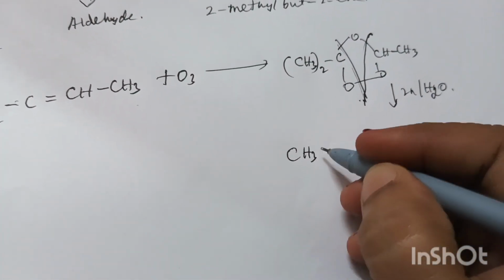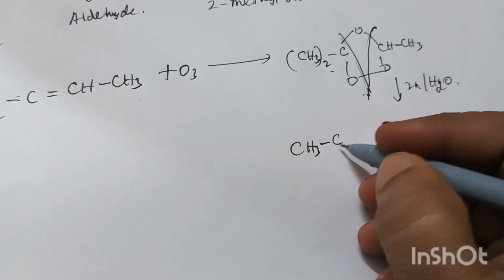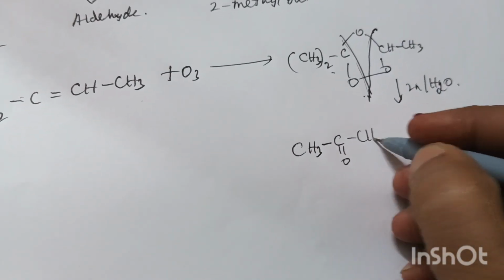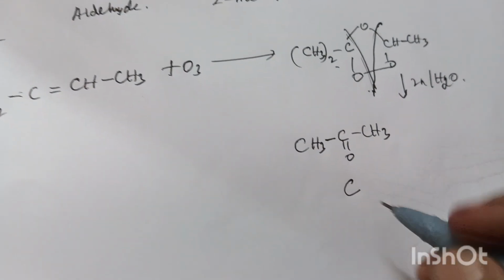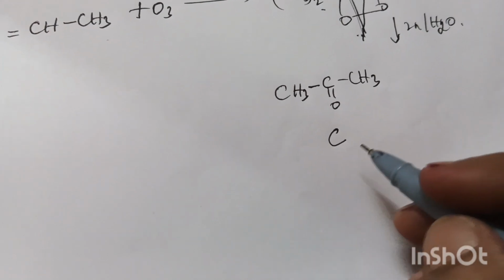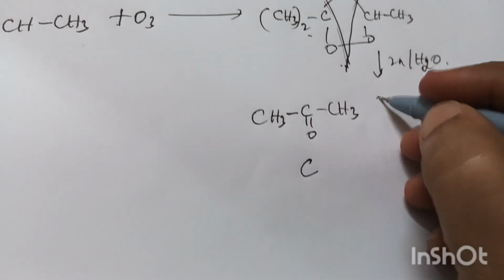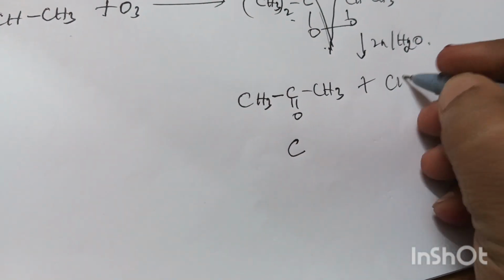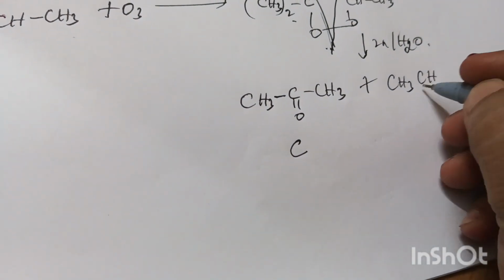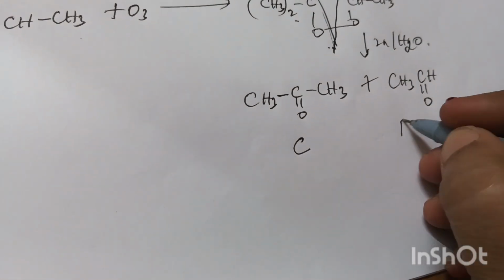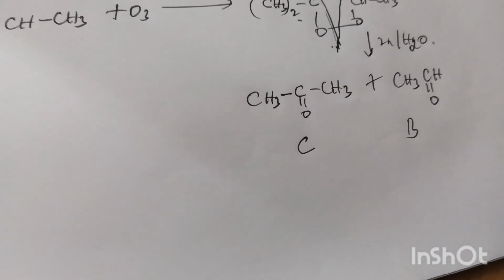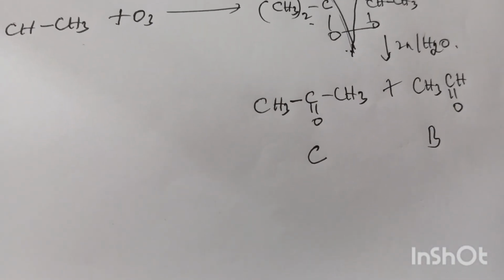One compound is CH3, C double bond O, CH3. It should be C, because compound C does not give a positive Fehling's test. Another compound is CH3 CH double bond O, which should be B. So now A, B, C, the three are identified.